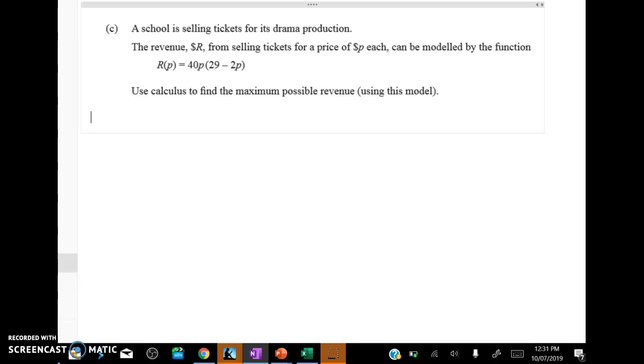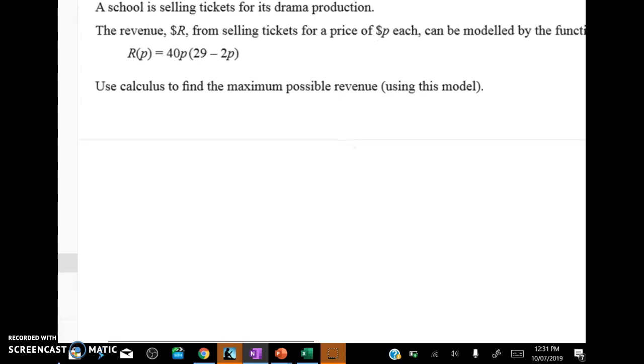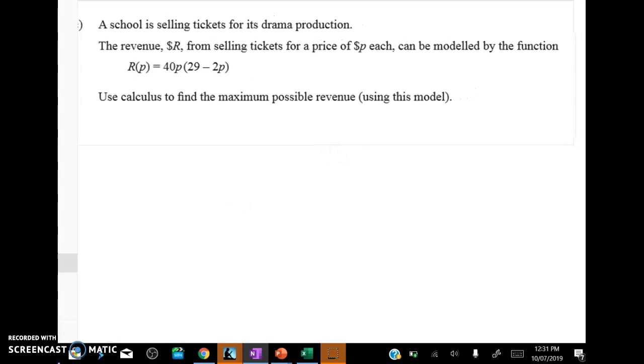So a school is selling tickets for its drama production, and the revenue can be modelled by this function here. We haven't got y and x, we've got r and p, so p is going to work like x in here. Use calculus to find the maximum possible revenue.